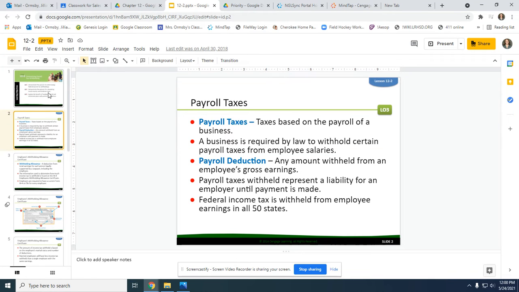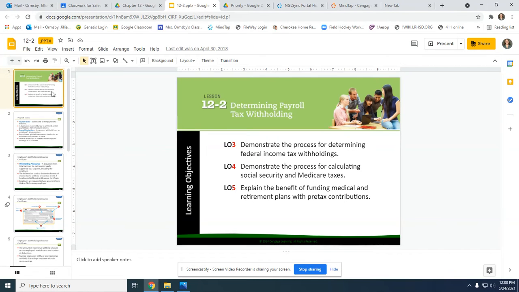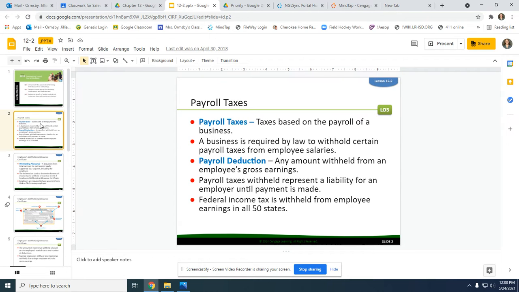Hi everyone. Today we are going to be working on lesson 12.2, which is determining payroll tax withholdings. So by the end of this lesson, you will be able to demonstrate the process for determining federal income tax withholdings, demonstrate the process for calculating Social Security and Medicare taxes, and explain the benefit of funding medical and retirement plans with pre-tax contributions.